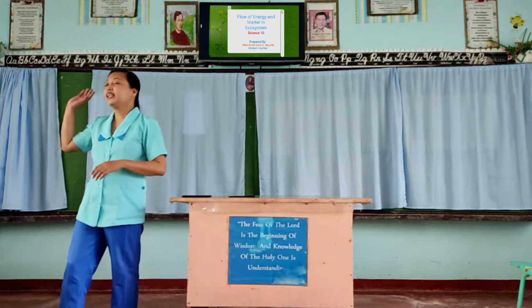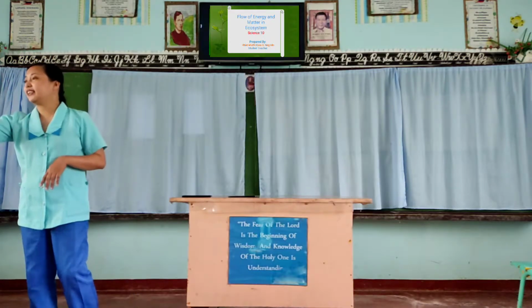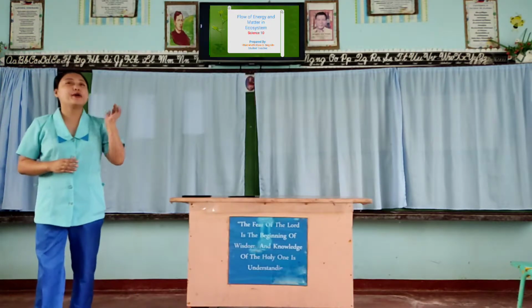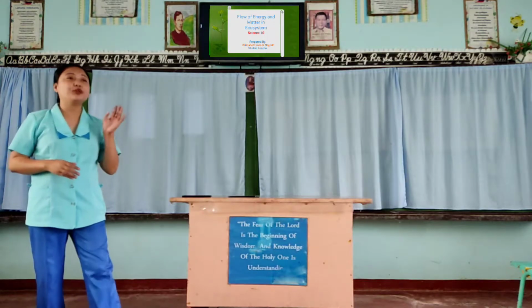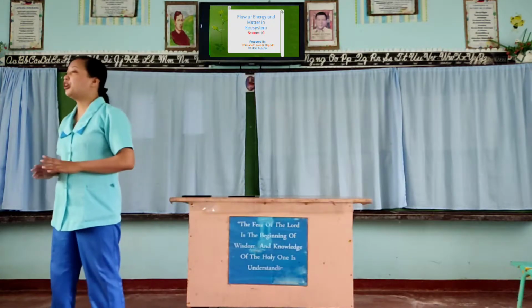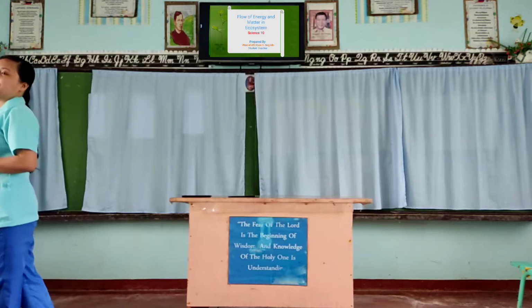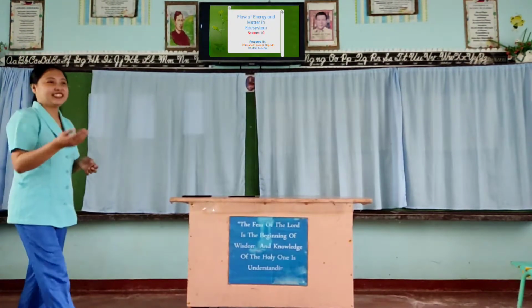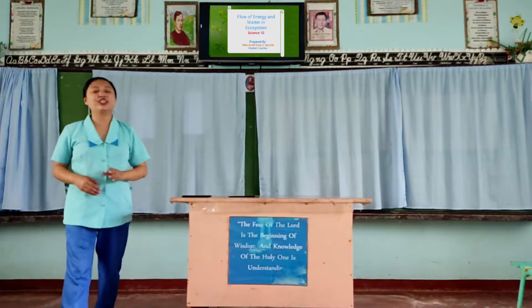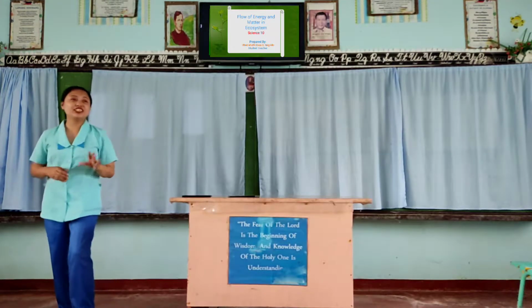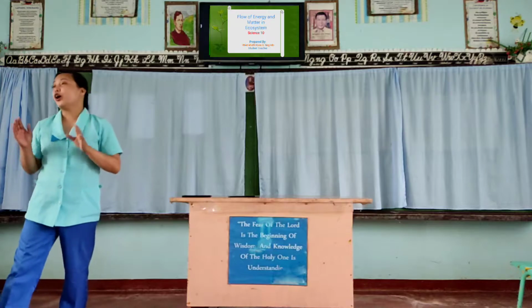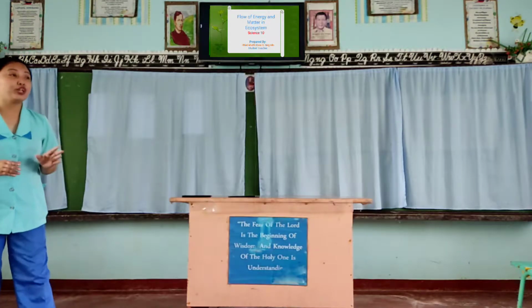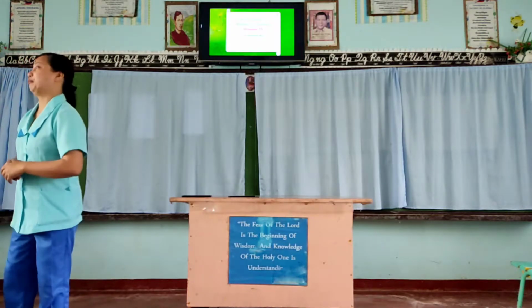Okay, what is biodiversity? Bless. Very good. Biodiversity is the term used to describe the enormous variety of life on Earth. How about evolution? Okay, Princess. Yes, very good. Evolution is the changes in the characteristics of organisms over a long period of time.